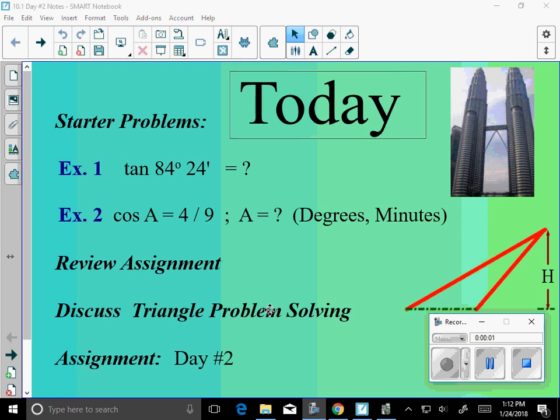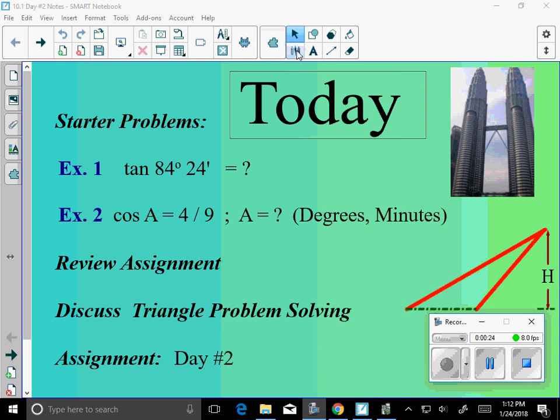Okay. This is 10.1 day 2. Our lesson today is going to be very brief. We're going to talk a little bit about what's called degrees, minutes, and seconds. Pilots use it. People out on the sea that need to find a location of some sort use it. And the reason for it is actually very important.